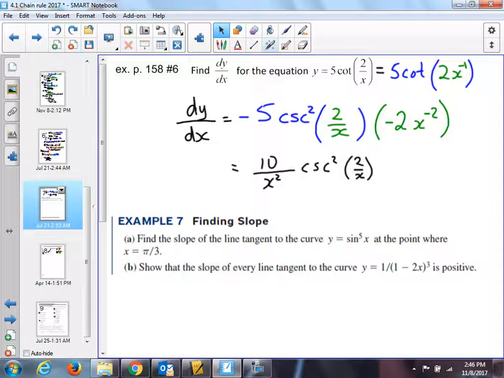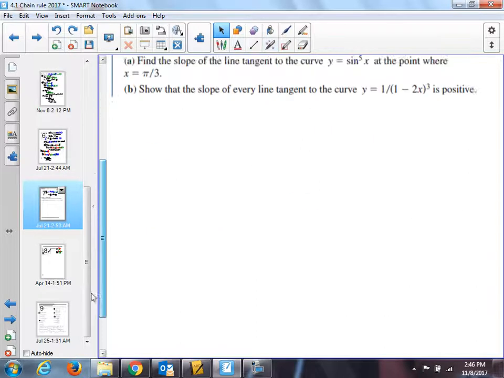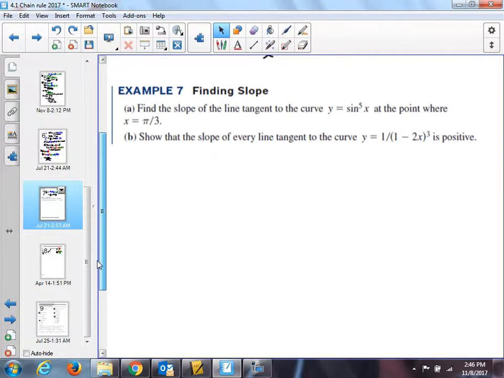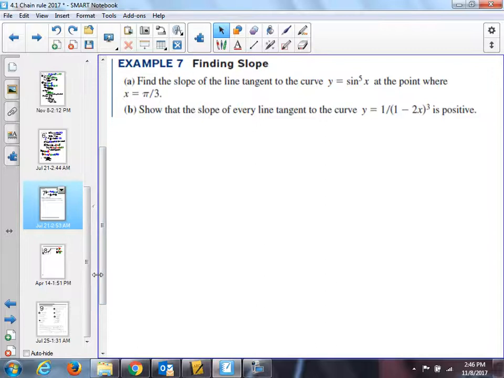Now, finding the slope, and then we're done for examples here. And we'll see. I don't know if all of those are necessary. We'll take a look. Find the slope of the tangent line. As soon as I see this, I'm thinking to the power of 5 outside. I might not rewrite it, but that's what I'm thinking, right? To the point where x is equal to pi thirds.